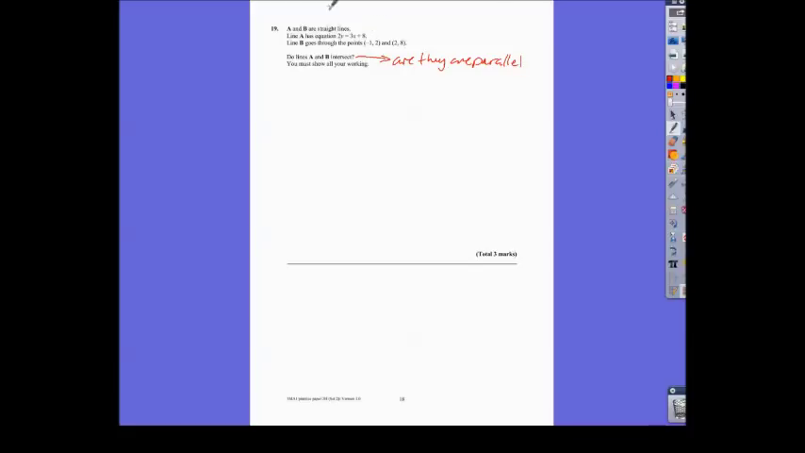The gradient of a line is m when we've got the form y equals mx plus c. At the minute we've got two y's here, so we need to divide through by 2. If we divide through by 2, we get y equals 1.5x plus 4. So the gradient of the first line is 1.5.